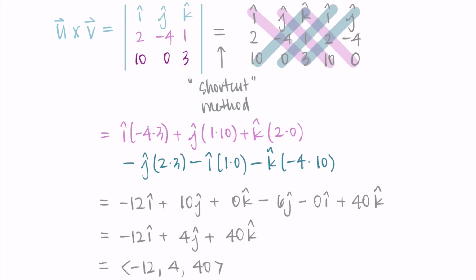I personally like it. I think it's a little neater than trying to keep track of things depending on where you are in the determinant. So this is the shortcut method, and I tend to use this when I'm doing cross products.